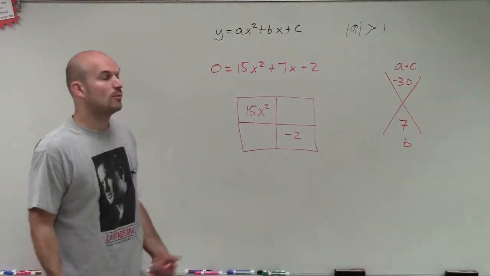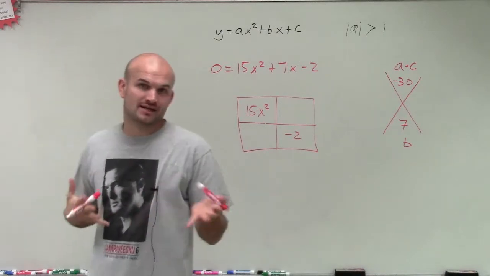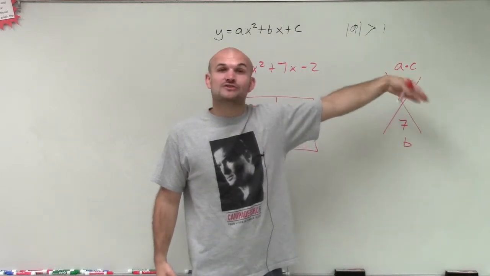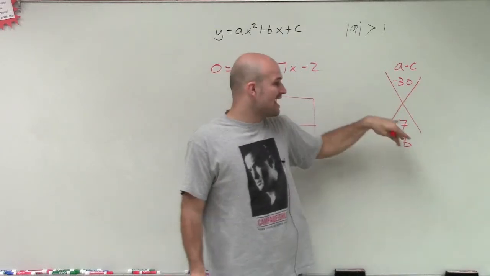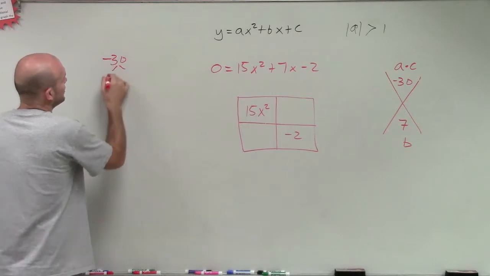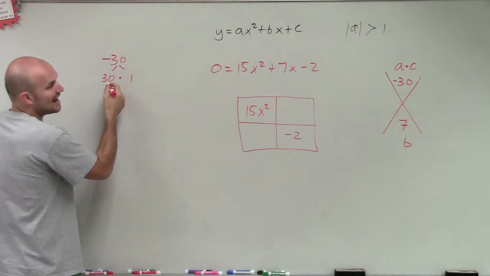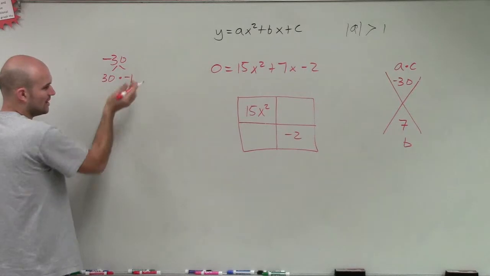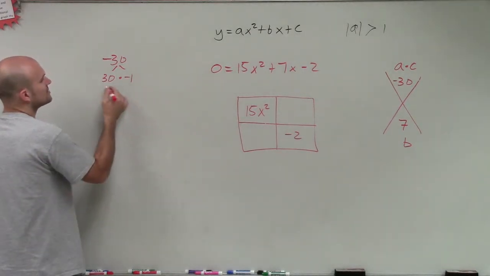All right, so now I need to determine what two values multiply to give me negative 30, but then add to give me 7. And remember, when we talked about our tips and tricks, if I'm multiplying to get a negative number, one of my factors has to be negative. And since I'm adding to give a positive number, the largest of the factors has to be positive. So when I go ahead and write these out, let's do negative 30. If I do 30 times 1, I know the 30 has to be positive because the larger of the two numbers is positive. However, 30 plus negative 1 is not going to give me a positive 7. So let's keep on going down the list.